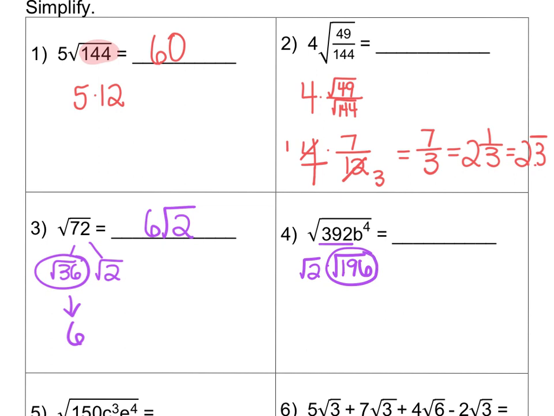So the square root is going to be 14. That's going to come out and be in the front. Now we've got b to the 4th. Remember, even exponents are perfect squares. So what we do is divide those by 2, which is b squared. That's going to come out of the radical. Because it's a perfect square, there's no b's left inside the radical. So the only thing that should be left in the radical is 2. So I've got 14b squared times the square root of 2.